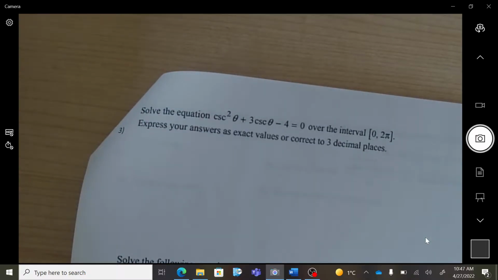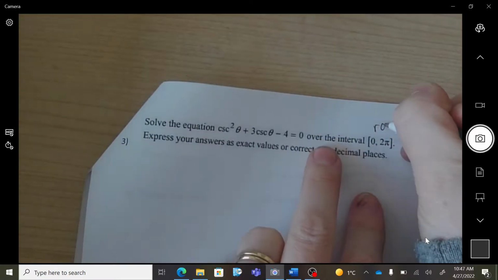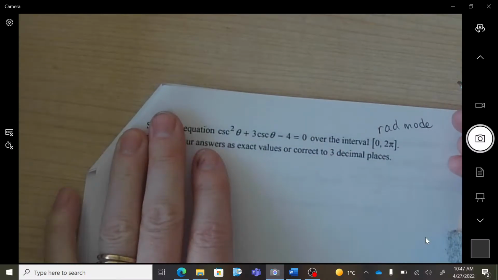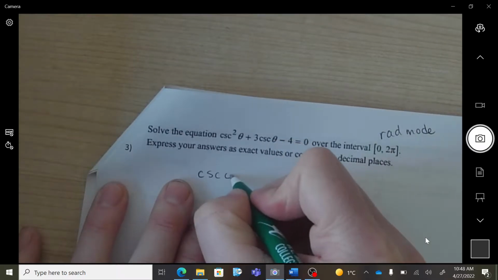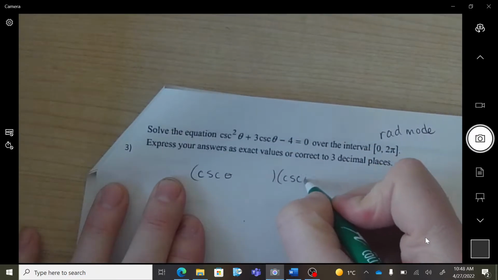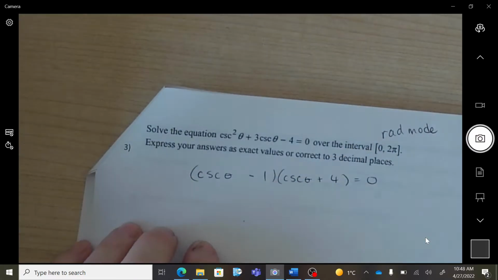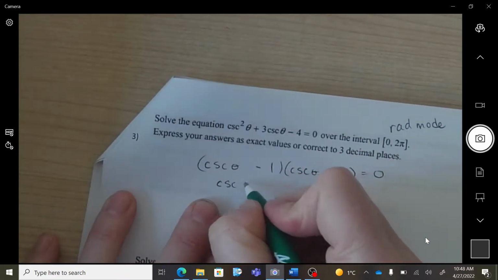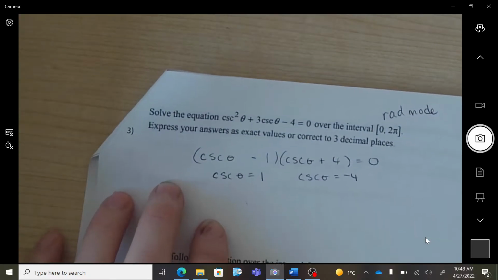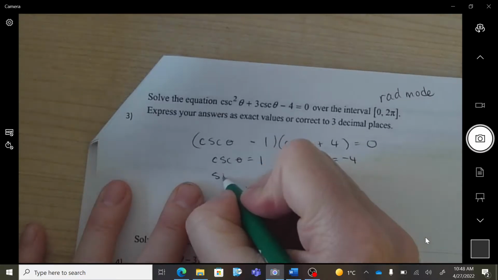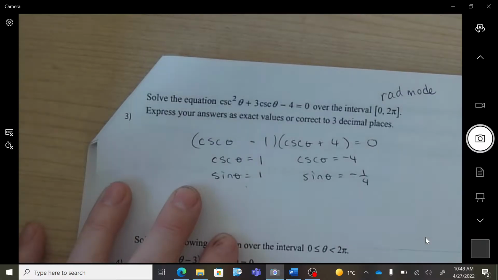Number 3, solving this equation over this interval. And so we want to be in radian mode. Okay, so I'm going to try to factor this. Simple trinomial, 1 times a 4 plus 3. So now cosecant theta equals positive 1 or negative 4. So we don't work with cosecant, so we got to flip it to sine. So if I flip 1, I get 1. If I flip this, I get negative a quarter.